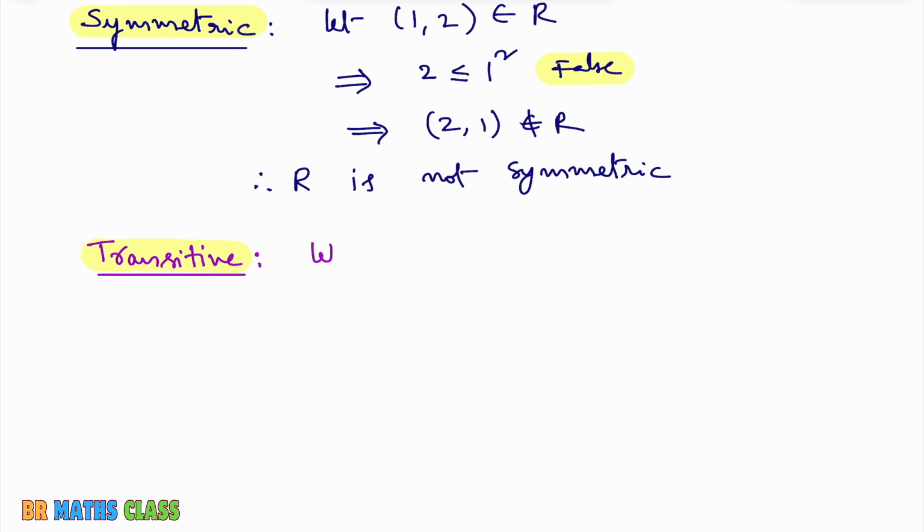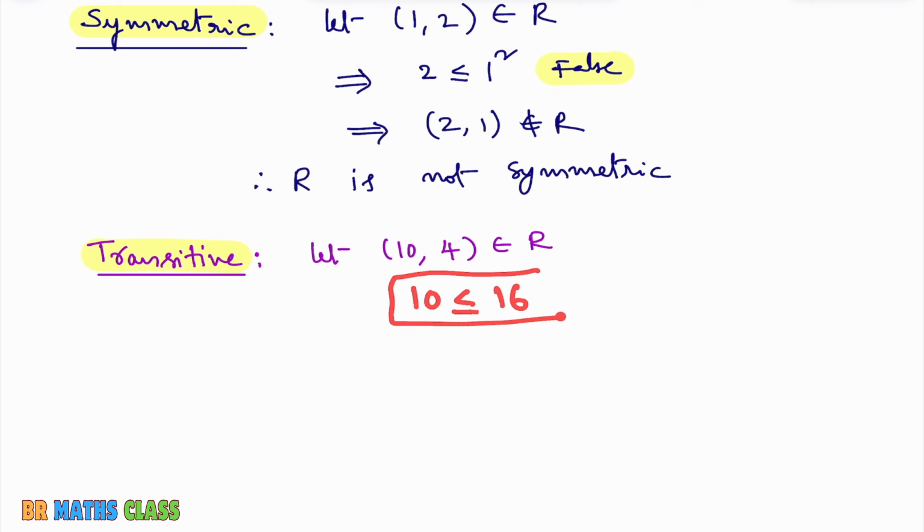I'll take one example like this. I'll take (10, 4). I'll check whether (10, 4) is in this relation or not. First point, 10 is a real number, 4 is a real number. Second point, you need to check that a is less than or equal to b square. Here 4 square is 16. Is it true? 10 is less than 16. Yes, it is true. As it is true, (10, 4) belongs to this relation.